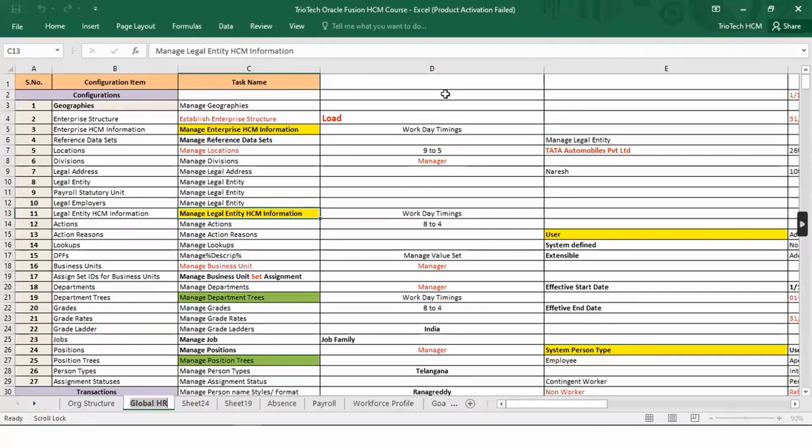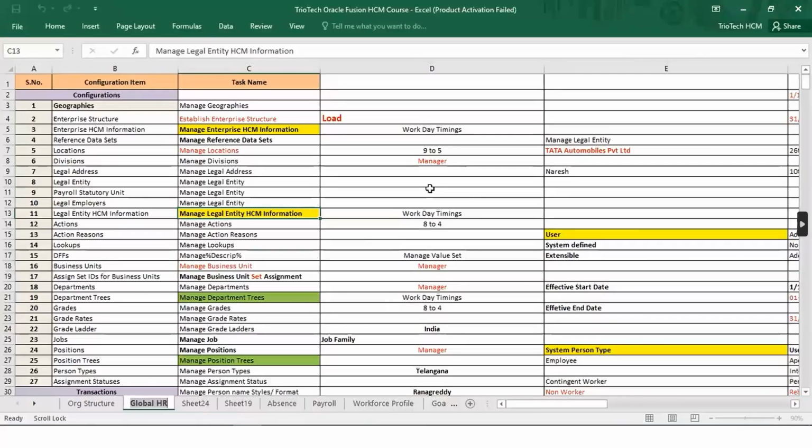After core HR, you can take up absence management, payroll, goals, performance, compensation. These all modules come later. But the very first module we are going to start implementing in the client's application will be the core HR module, team. So what we have to discuss in the core HR module, as I told you, is that the entire employee management will be handled in this module.